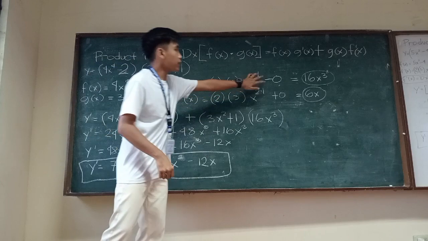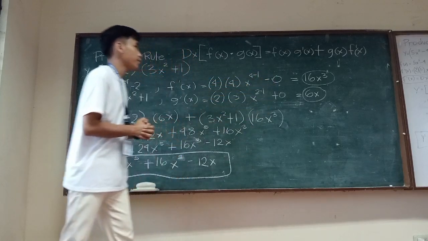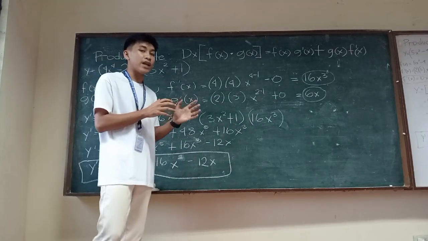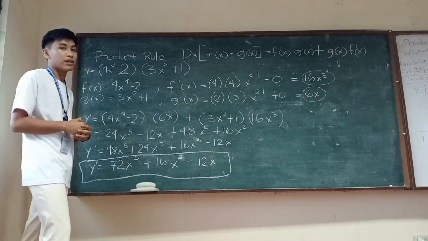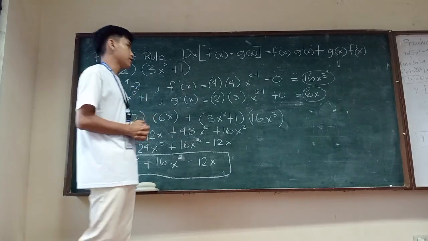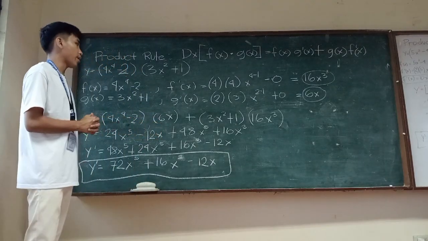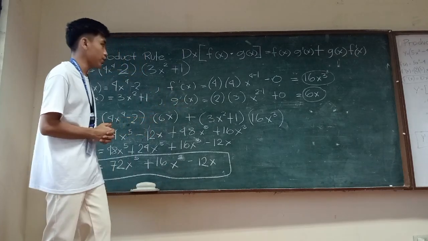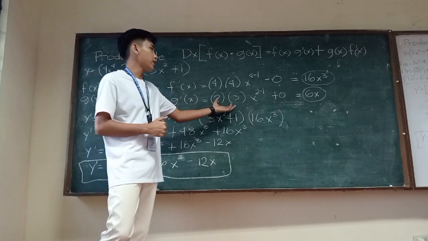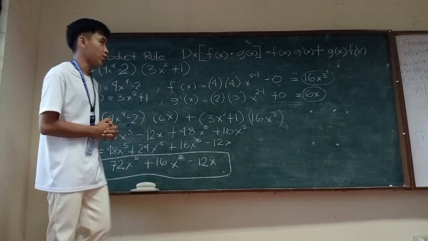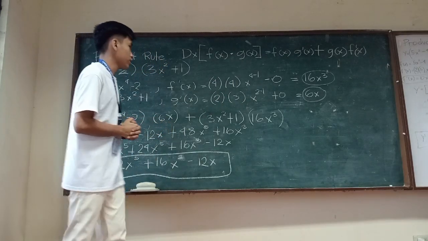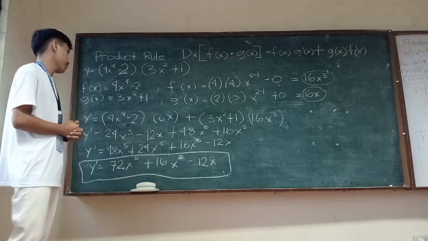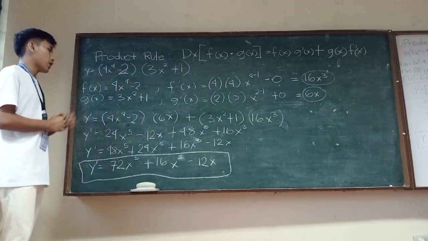Now, kung makikita natin dito, bakit 0 to siya? Because according to the constant rule, pag ang value niya is walang variable, automatically, it serves as a 0. Next, we have the g prime of x. The g prime of x is equal to 2 times 3x raised to the power of 2 minus 1 plus 0. So, the answer will be, of course, 6x. Now, let's proceed to our problem.